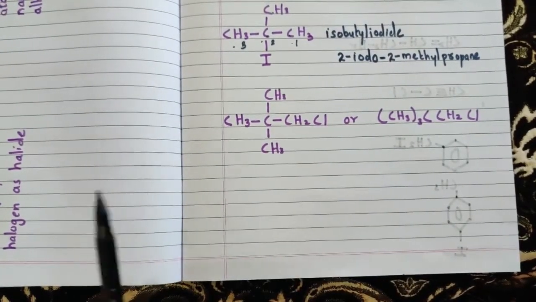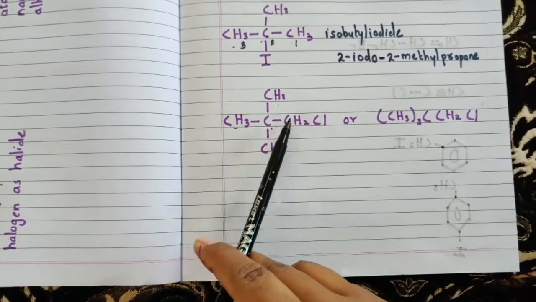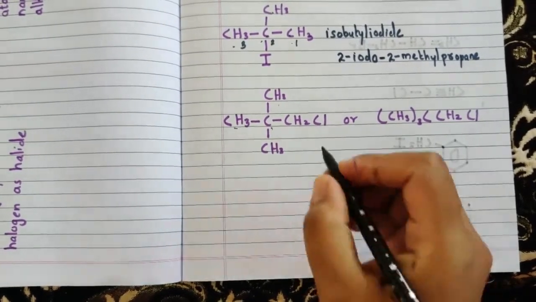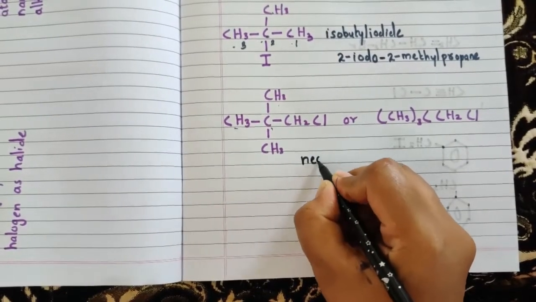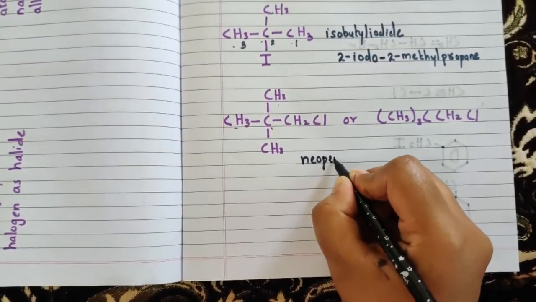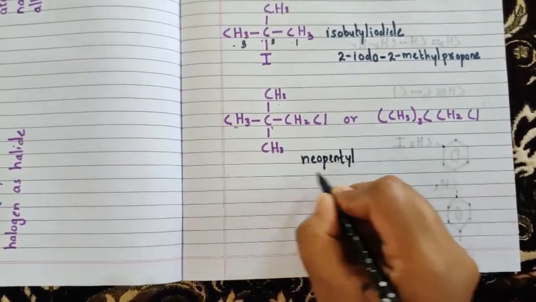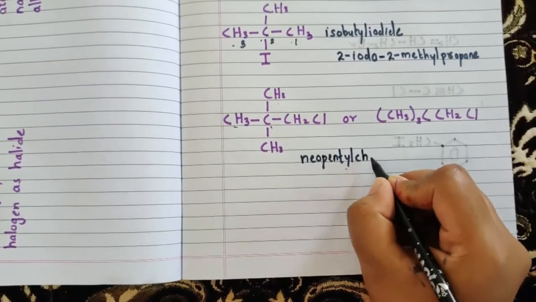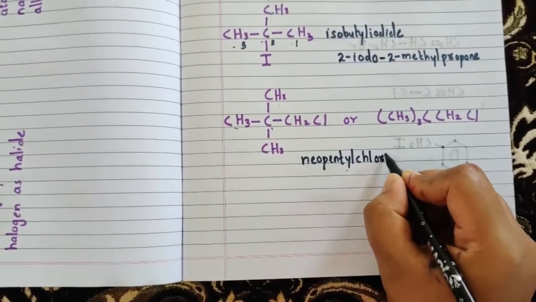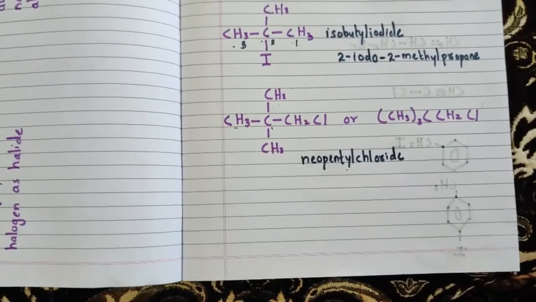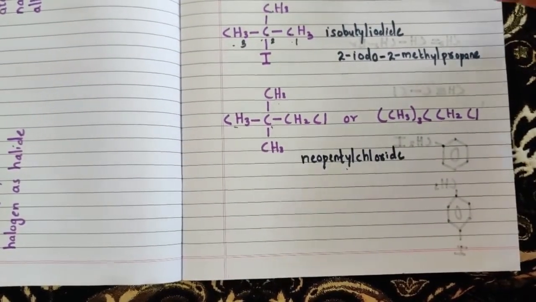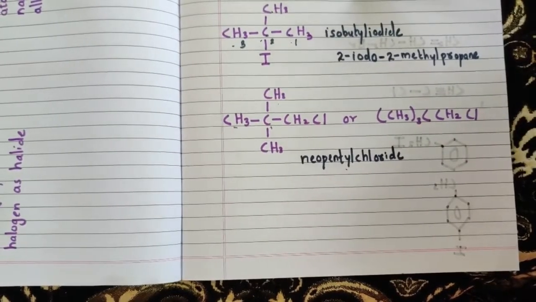Now which neo alkyl is this? 1, 2, 3, 4, 5. 5 carbons means it is a neopentyl group. And your name becomes what? Neopentyl, that is your alkyl group. And which halide is here? Chlorine, so it becomes chloride. Neopentyl chloride. Look, we have seen an example of every kind: plain alkyl group, isoalkyl group, and now comes the neopentyl group.